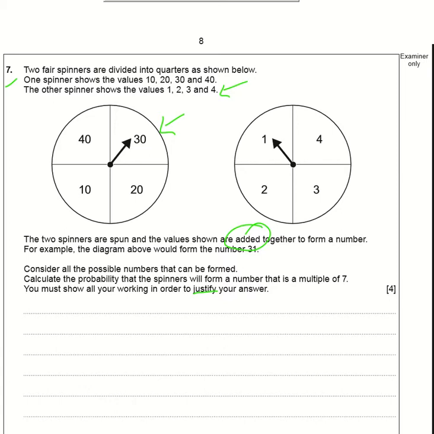So the best way to calculate all the possible values would be to call this spinner A and this spinner B. For spinner A, I can have the values of 10, 20, 30 and 40. For spinner B, I can have the values of 1, 2, 3 and 4. So if I add the values, 10 and 1 is 11, 20 and 1 is 21, 30 and 1 is 31, and 40 and 1 is 41.